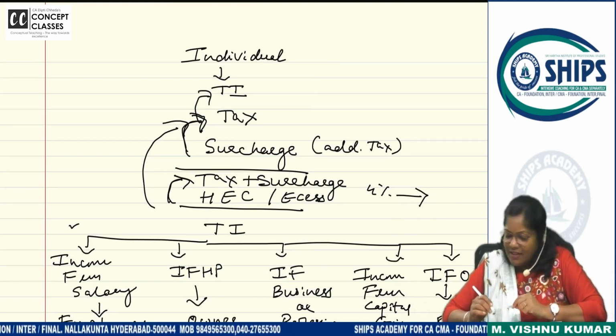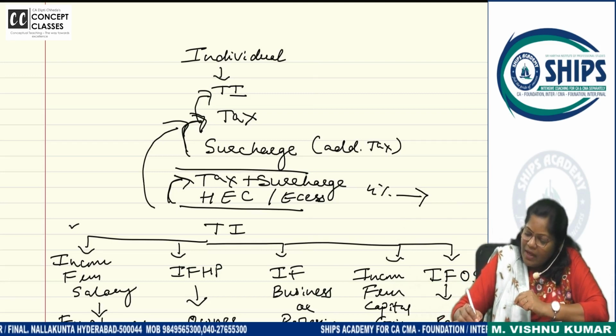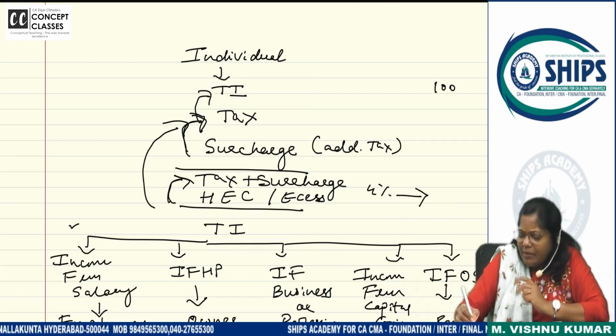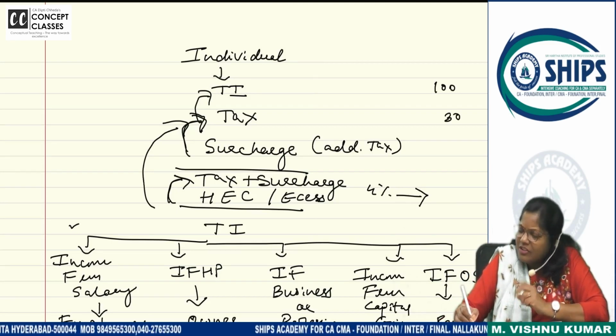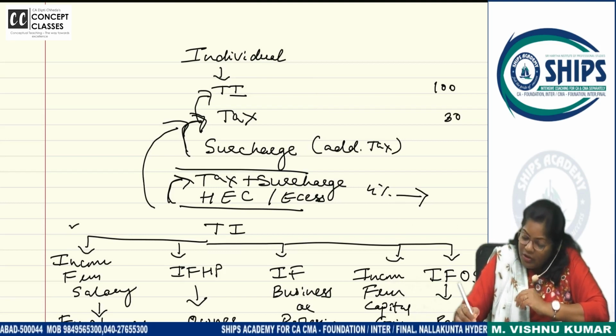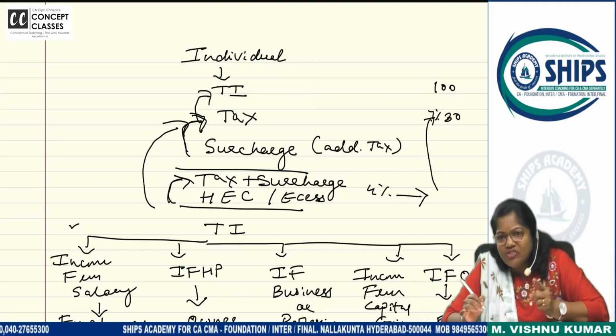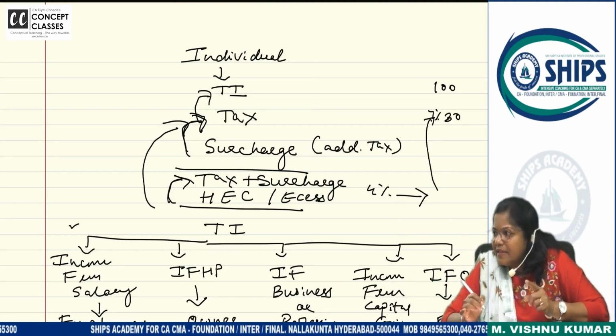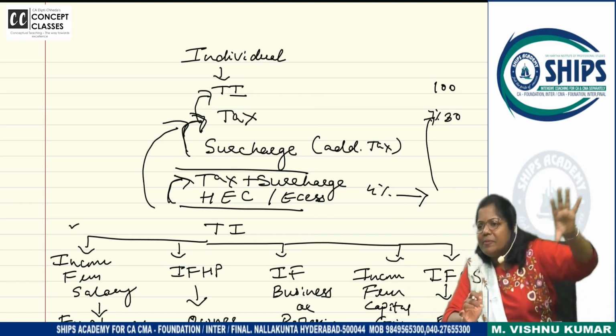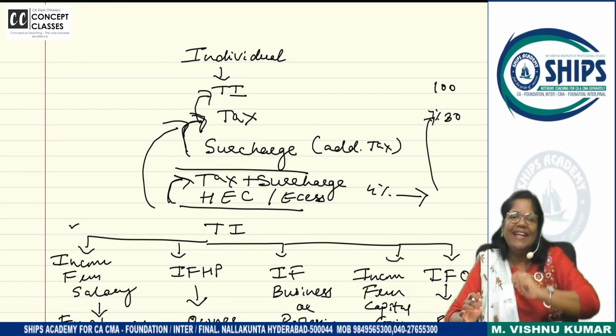Honestly it is. As a common example, suppose I am earning 100 rupees, you are already charging 30 rupees tax. On 30 rupees you are asking me to pay 4% HEC. So this 4% is the additional tax you are all paying? Yes, but it is for that specific purpose and this is the way income tax works.